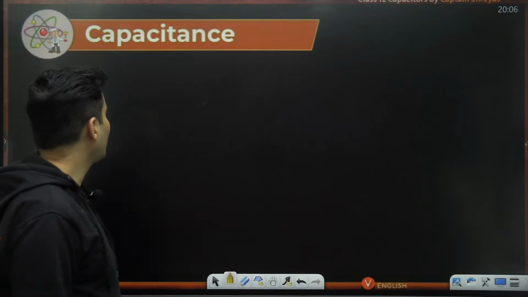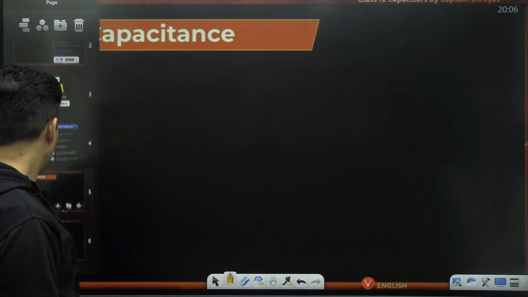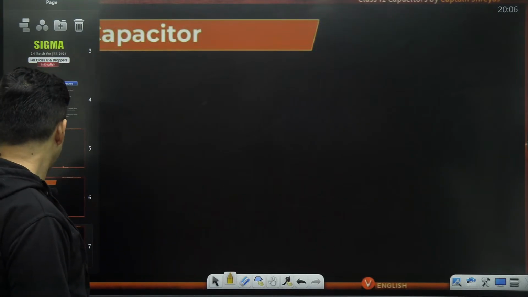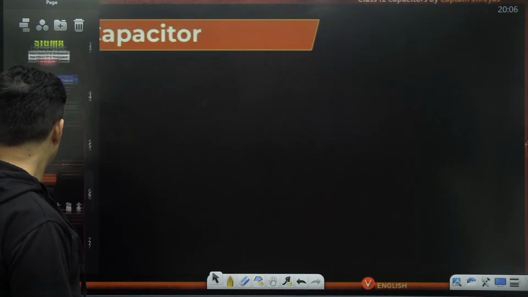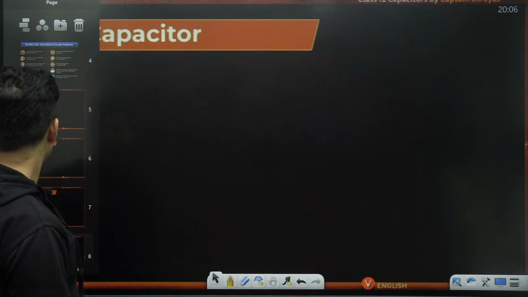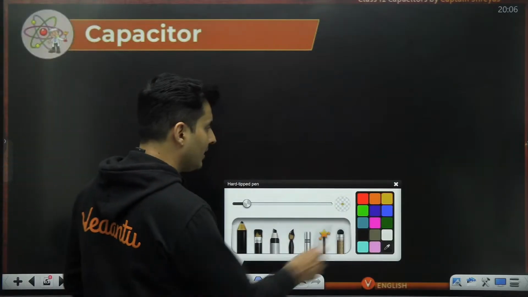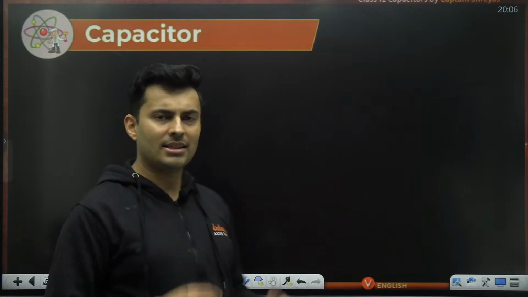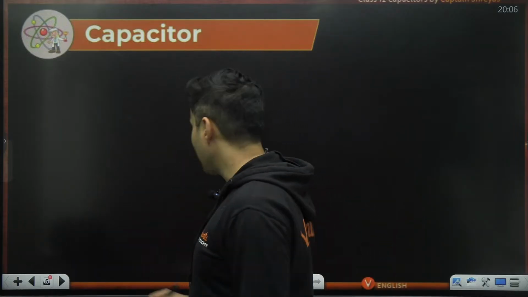Okay, so let's understand the meaning of a capacitor first, and then we will go to capacitance and all of that. So what is basically a capacitor? Let's try to understand it with a simple example.